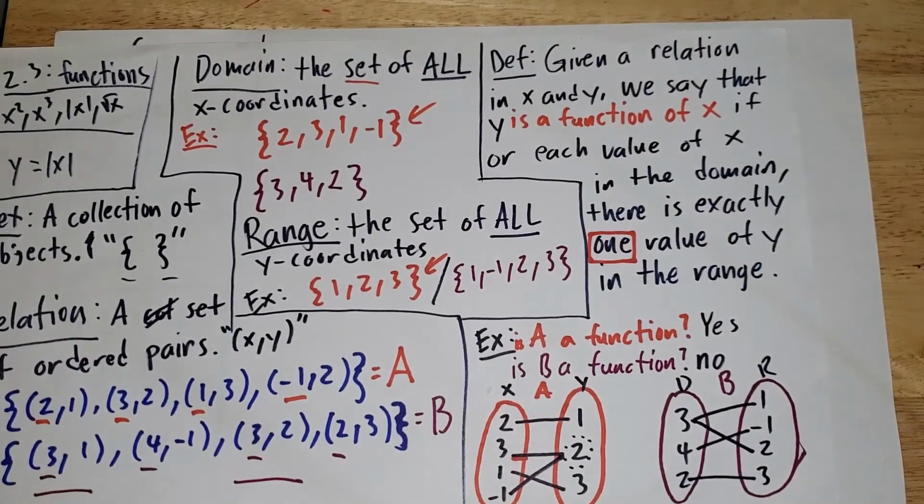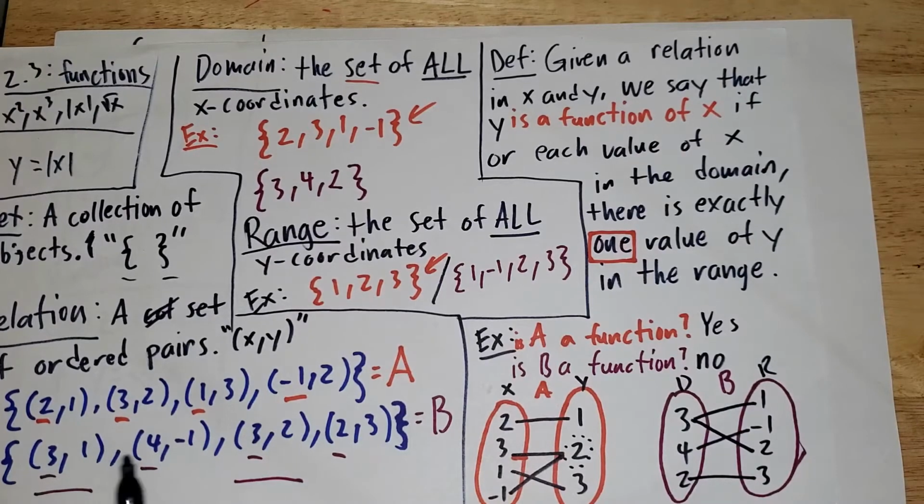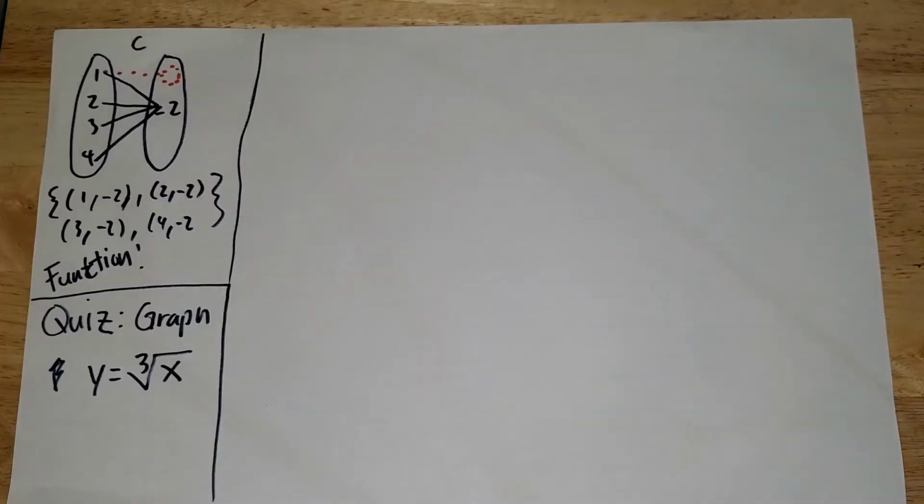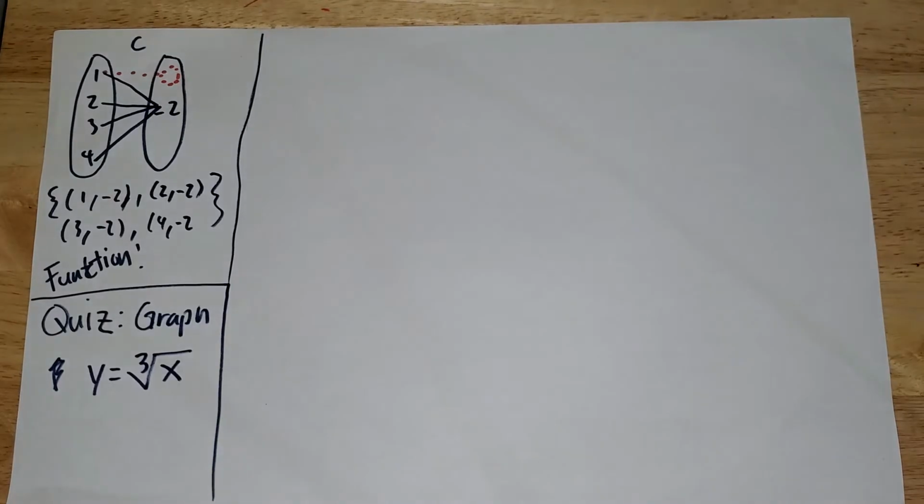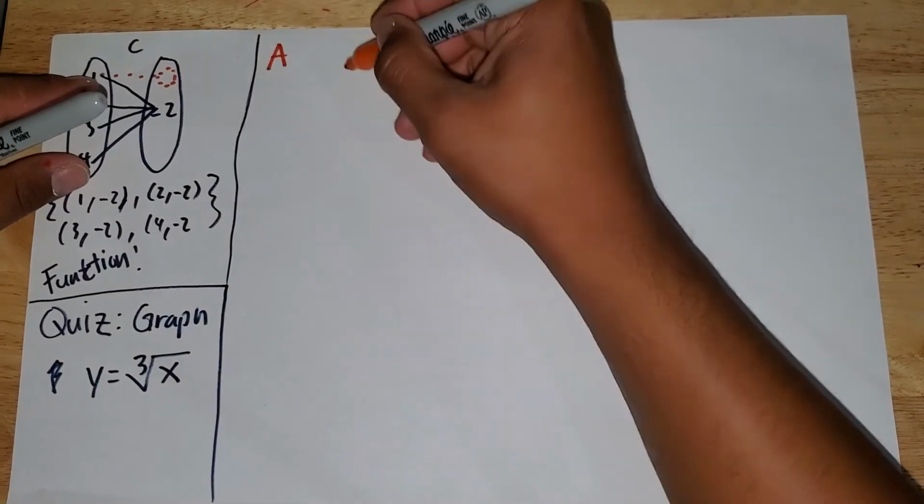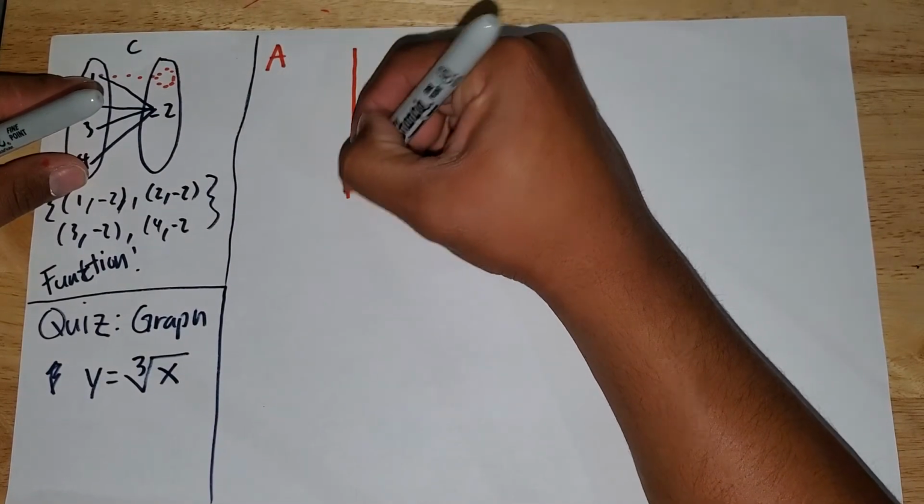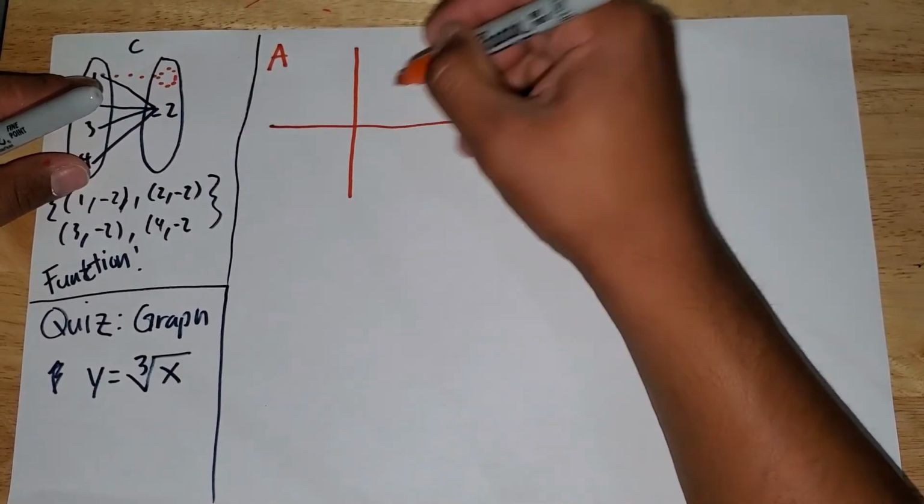But another way that we can determine if these are functions or not is we can just graph these ordered pairs. Remember, we learned how to put these on a graph. So let's do that. Let's graph them. So let's do A first. Use the same color. This is going to be A. And let's actually graph A and see how it's going to look.